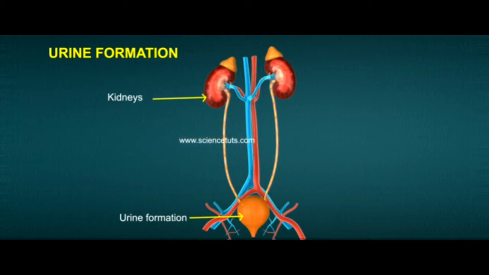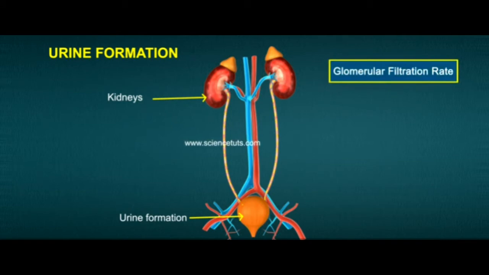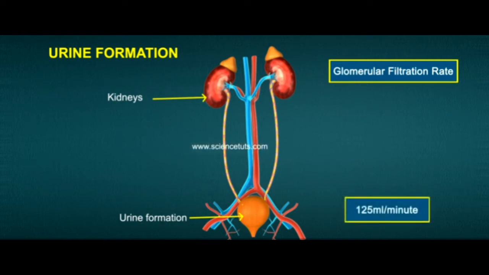The amount of filtrate formed by the kidneys per minute is called glomerular filtration rate, GFR. GFR in a healthy individual is approximately 125 ml per minute, that is 180 liters per day.